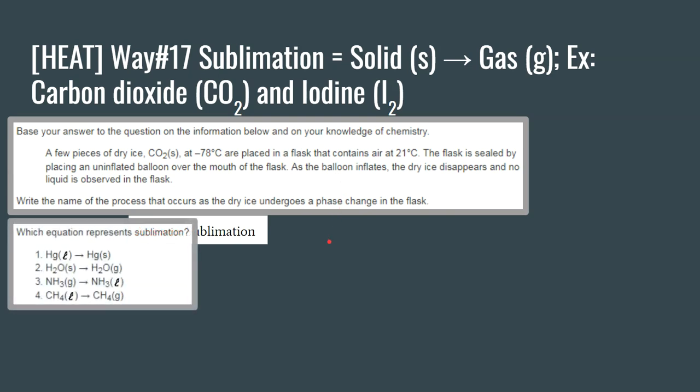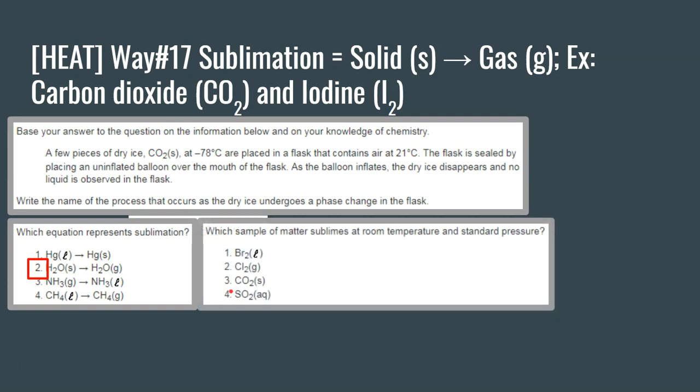Next question, which equation represents sublimation? So again, for problems like this, we just have to look at the state of matter and indicate which of the following is an example of sublimation. Here we see answer choice 2 is correct because it shows a solid transforming directly into a gas without producing a liquid. As a result, the answer choice is 2.